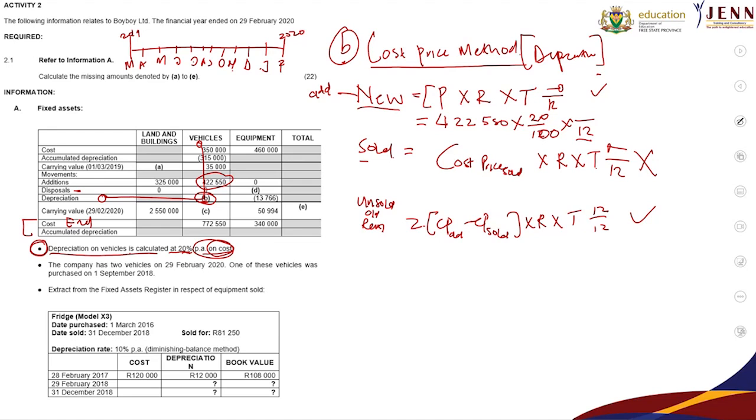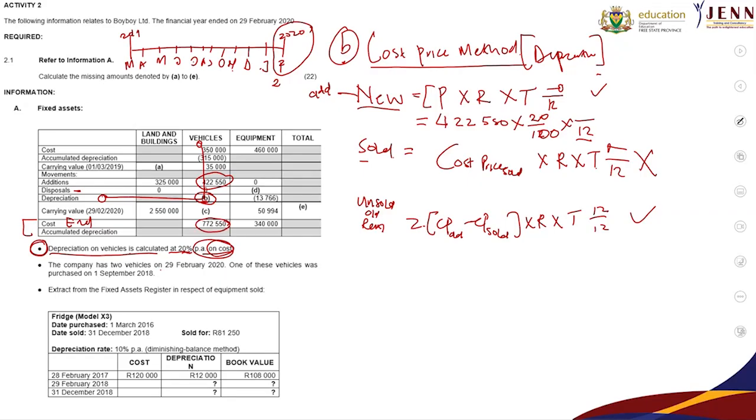Now, let's go and check. They are saying to us the company had 2 vehicles on the 29th of February 2020. Here it's February 2020. The company has 2 vehicles here. Now, these vehicles at the end, they cost how much?